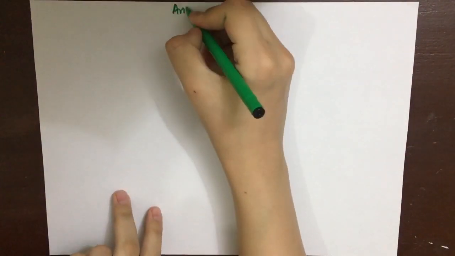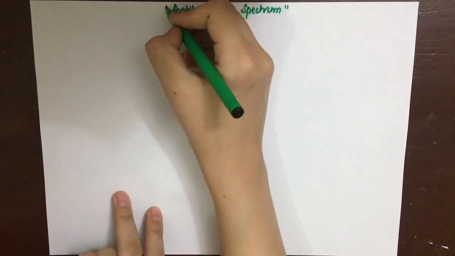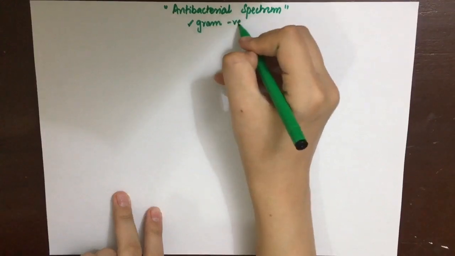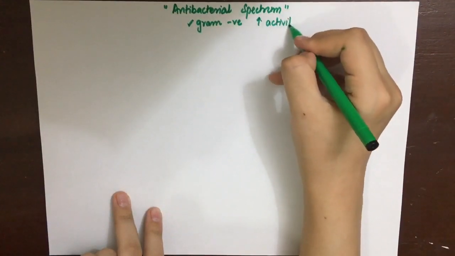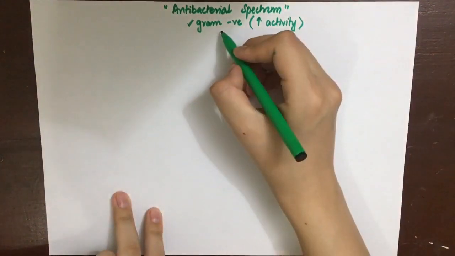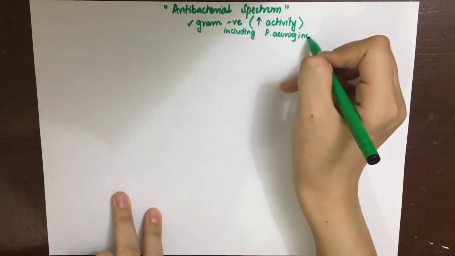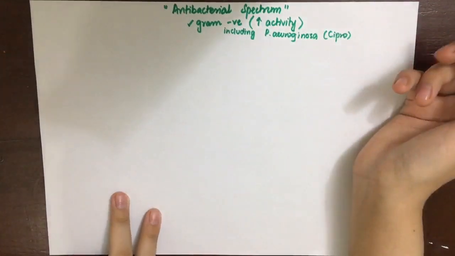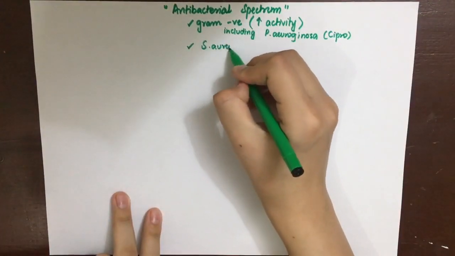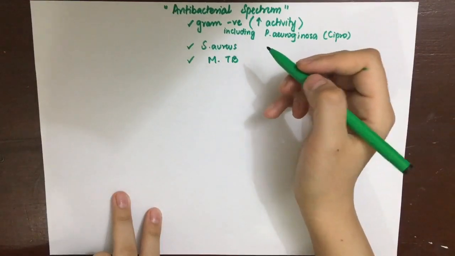Coming to their antibacterial spectrum and their uses, they have high activity against gram-negative organisms such as E. coli, Enterobacter, Proteus, Klebsiella, Salmonella, Shigella, H. influenzae, Neisseria gonorrhoeae, meningitidis, cholera, and Campylobacter jejuni. It also has activity against Staph aureus and Pseudomonas aeruginosa, as I previously mentioned, and also Mycobacterium tuberculosis.